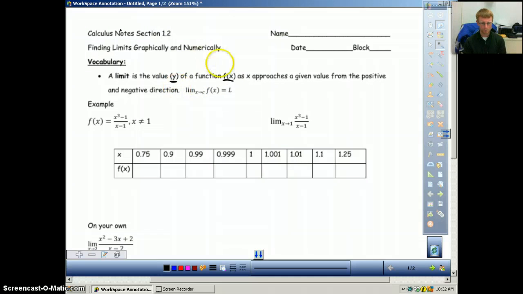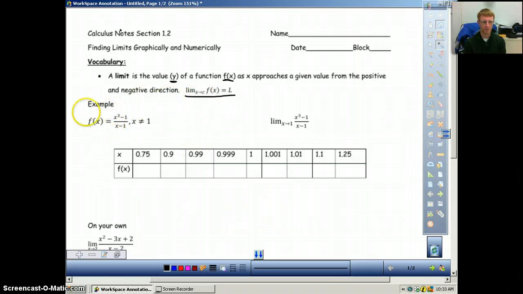Okay? So what you're looking at here is the basic notation of what limits are. This says the limit as x approaches c of f of x, where f of x will just be your function, equals a number. As x approaches c means what is happening to the y value of your function as x gets really, really close to this value.